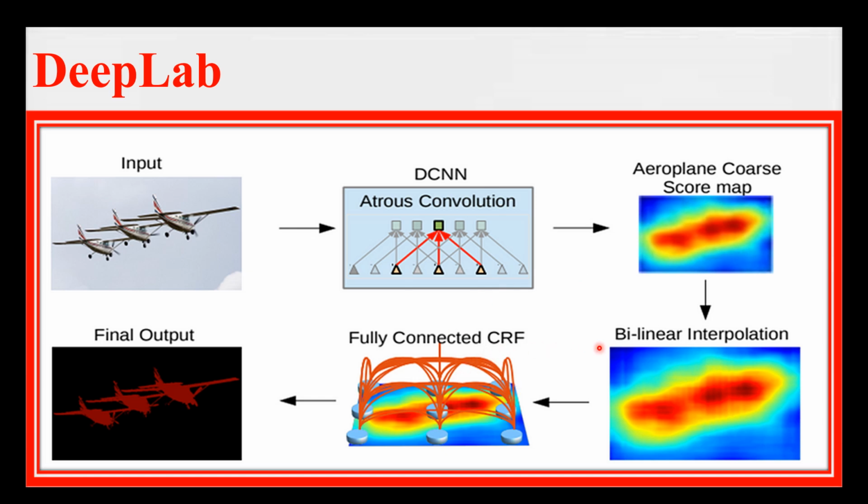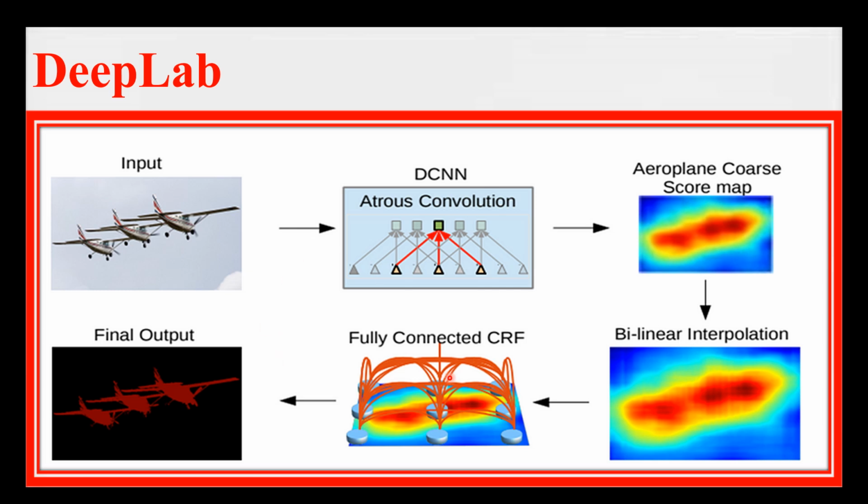Then we have the fully connected CRF, that is, DeepLab uses a fully connected conditional random field as a post-processing step. Now this conditional random field is a graphical model that models the joint probability distribution over the possible label configurations of the image.